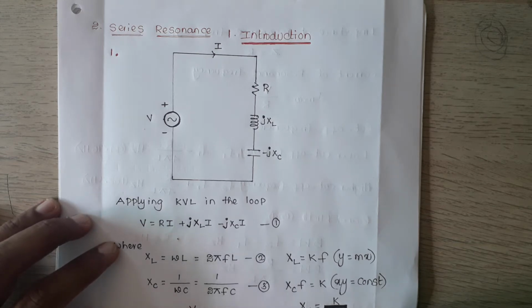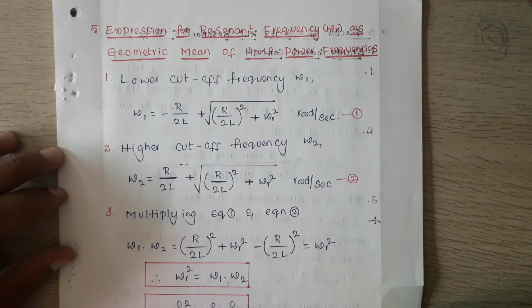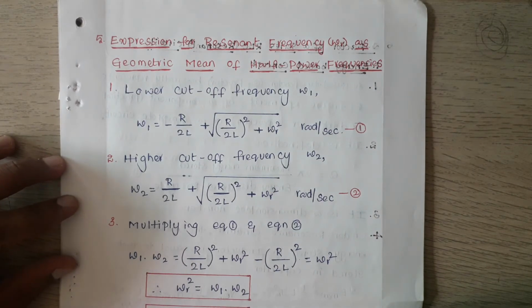Now we have to get a relation between the resonance frequency and cutoff frequencies in terms of radians per second. Let omega r be the resonance frequency, and omega 1 and omega 2 be the cutoff frequencies in radians per second. So here our purpose is to find the expression for resonance frequency omega r as geometric mean of half power frequencies.